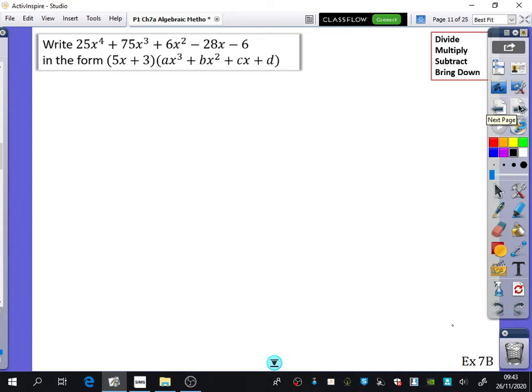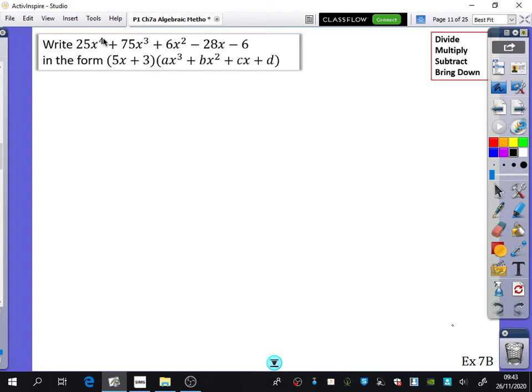So this time, it's just a bigger set of numbers that we're going to do for dividing here. I've got power of 4, 3, 2, 1, and constant. So I don't need to put any zeros in for this one. And I'm going to be dividing it by 5x plus 3. Interestingly, because the whole thing, what's this one at the top called? A quartic. And we're dividing a quartic by a linear. A quartic divided by a linear is going to give us a cubic.